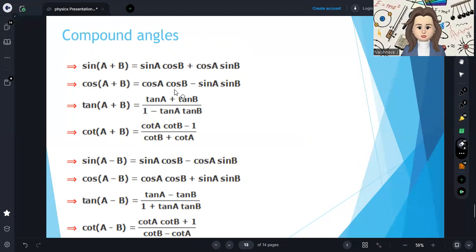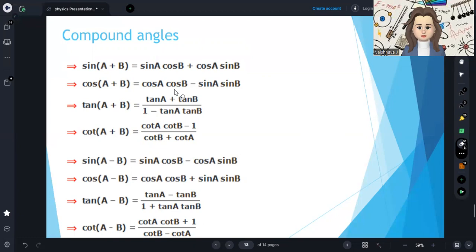Sin A plus B formula is sin A cos B plus cos A sin B. Cos A plus B is equal to cos A cos B minus sin A sin B. Tan A plus B is equal to tan A plus tan B by 1 minus tan A into tan B. Tan A minus B is equal to tan A minus tan B by 1 plus tan A into tan B.